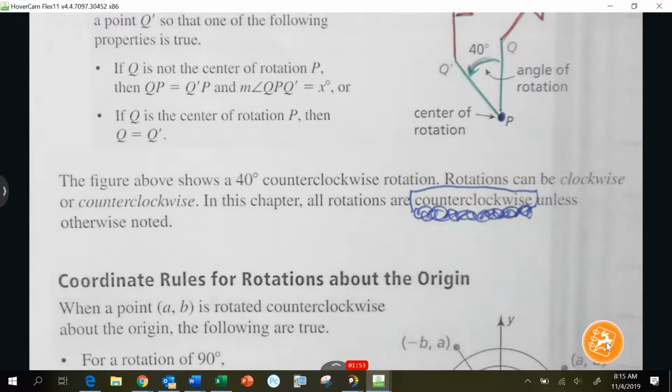As a teacher who teaches things past geometry, counterclockwise is used way more in math, which seems so weird, but it is. I teach pre-calculus, and we do counterclockwise rotations all the time. All the time. Okay.